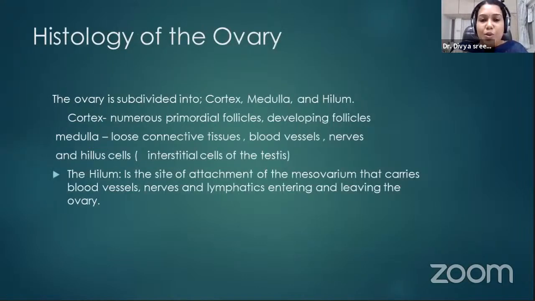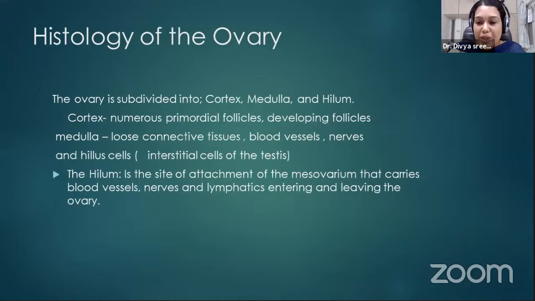Histologically, the ovary consists of the ovarian cortex as well as the medulla. The cortex is an important one because it contains so many tiny primordial follicles. That is, so many seedling follicles are seen in the cortex. And you can see the developing follicles also in the cortex.